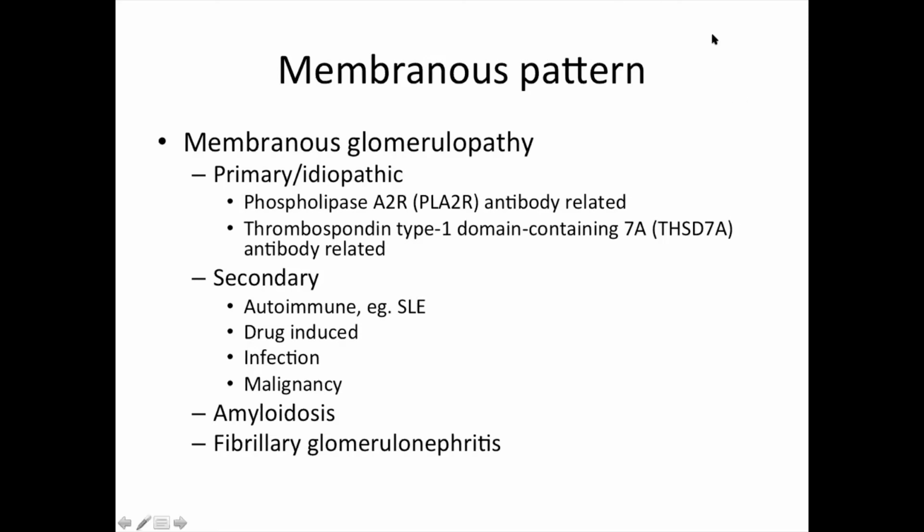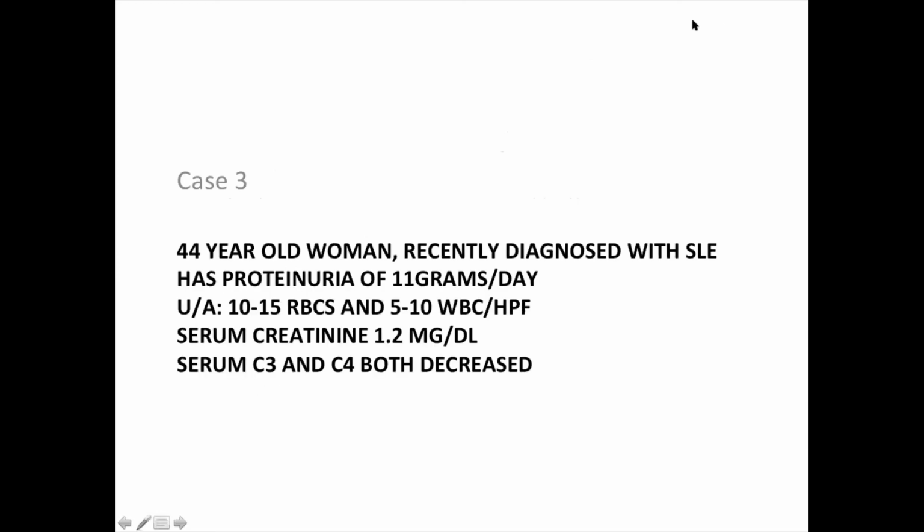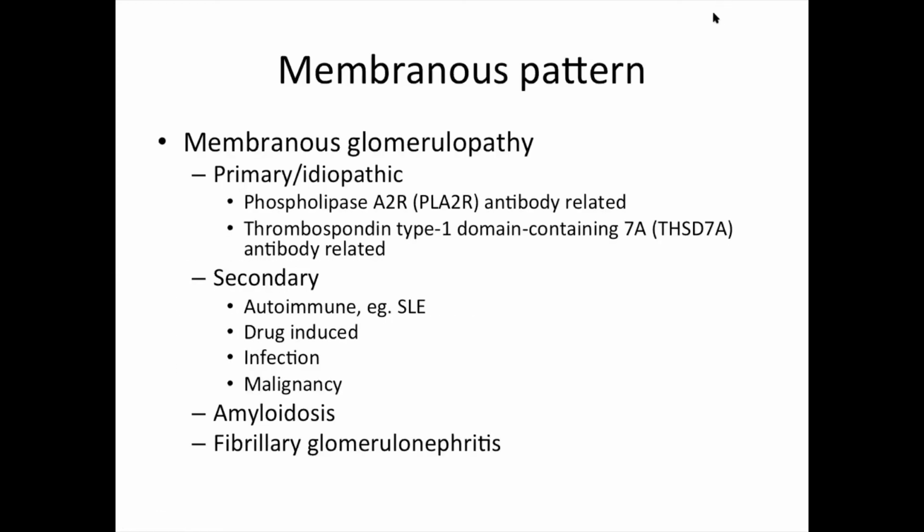All right, that basically concludes case 2. Yeah, amyloidosis will be negative on silver. Exactly. Yeah, that's true.